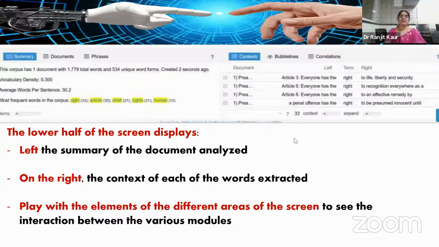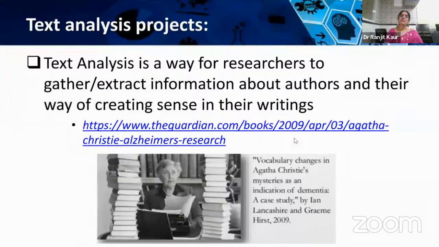The lower half of the screen displays, on the left side, the summary of the document analyzed: how many articles used, how many times the word shall is used, how many times will is used, how many times models used, how many times particular synonyms and antonyms of particular words used. On the right hand side is the context of each word extracted from the text that we want to analyze. This also gives us the play of the elements of different areas of the screen, so that we can see the interaction between different modules. So this text analysis tool is a very good one. You can check that. Then multiple text analysis projects are there.